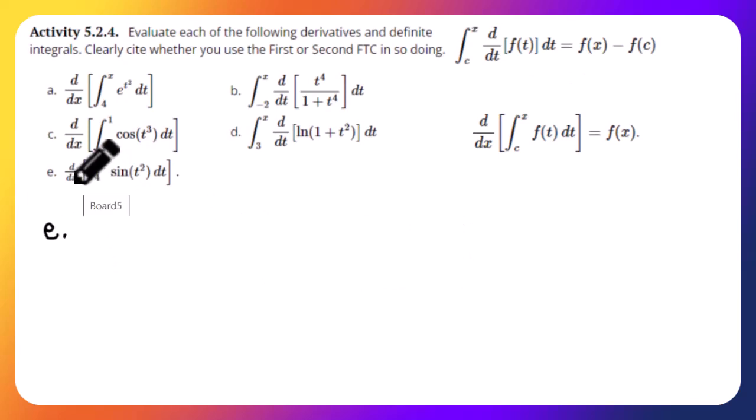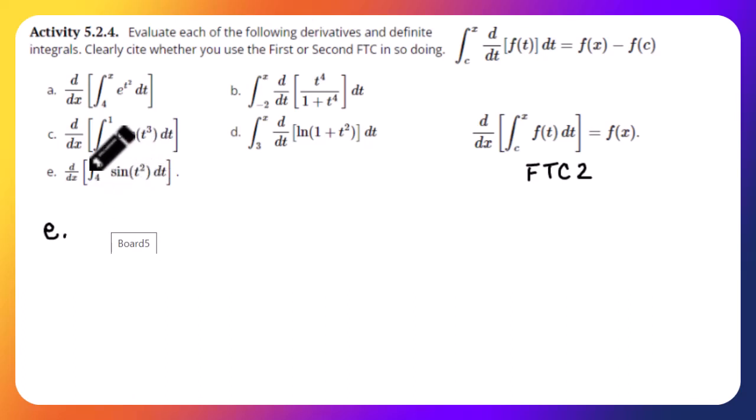And for part E, we're back to the derivative of an integral. So it looks like we're going to be working with the fundamental theorem of calculus part 2 again. This one's a little bit tricky because instead of having the integral from a constant to x, we've got the integral from a constant to x cubed. So for this one, I'm going to suggest that we make a couple of substitutions.